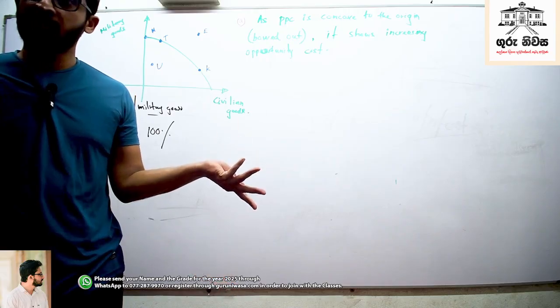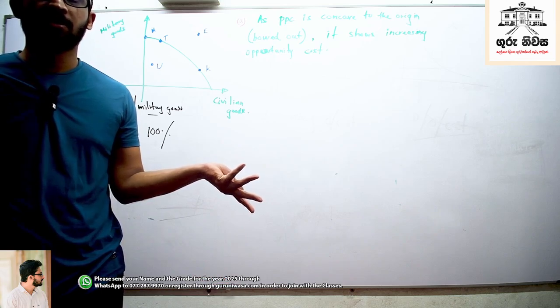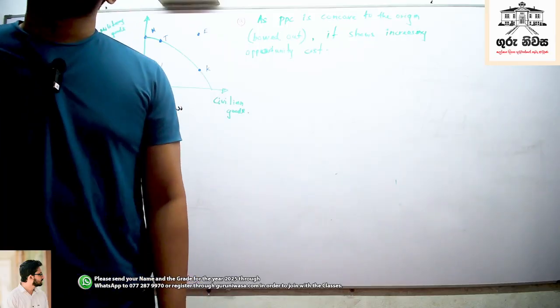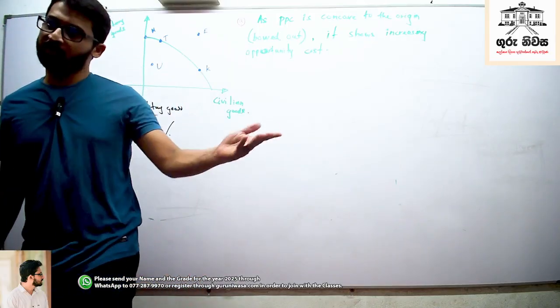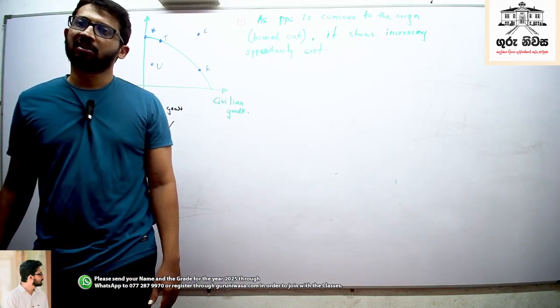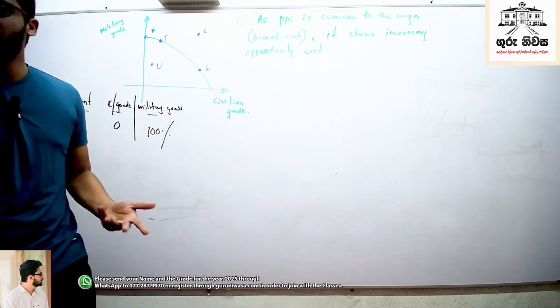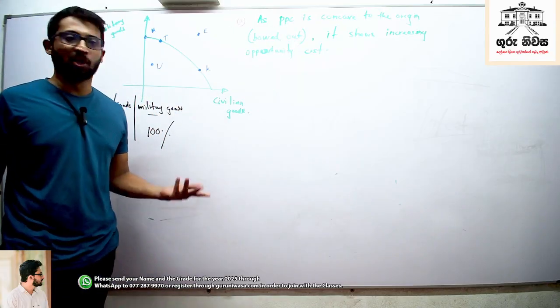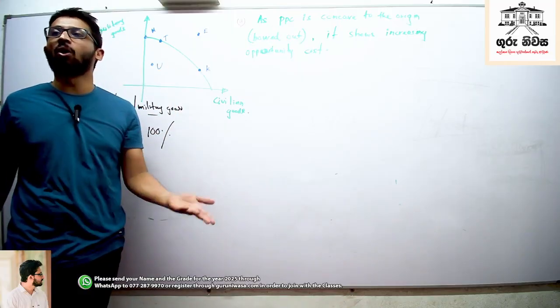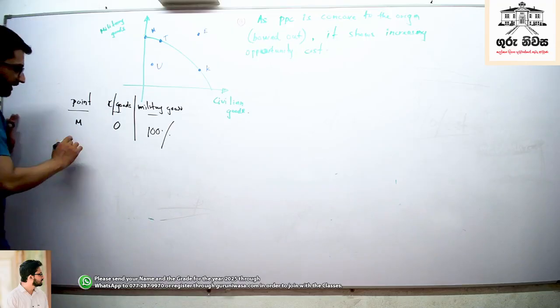Can they survive without producing civil goods? No. Then they have to die before the war. Before enemies come and kill us, we have to die in hunger, because no civilian goods, no foods, no clothes. So point M is not practical. Point T is more practical.